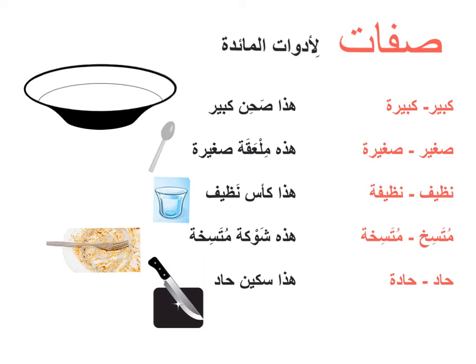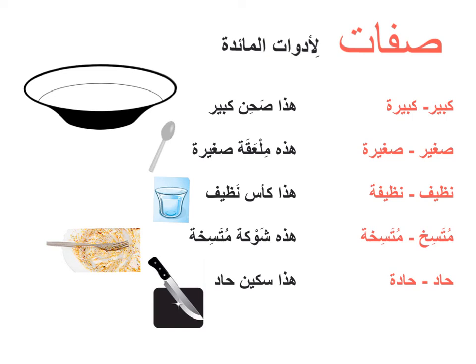Our next adjective is نظيف. And the feminine of نظيف is نظيفة. What does نظيف mean? نظيف is clean. اقرأ المثال. Read the example. هذا كأس نظيف. This is a clean glass.